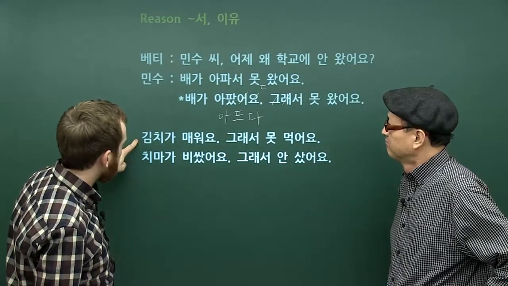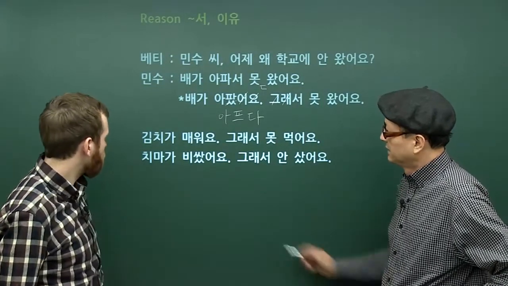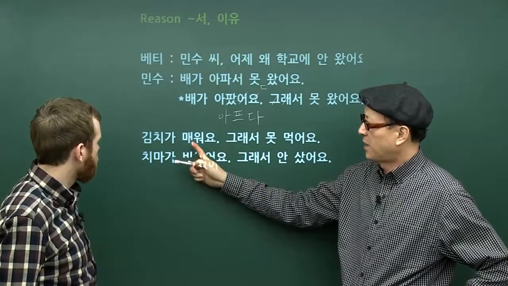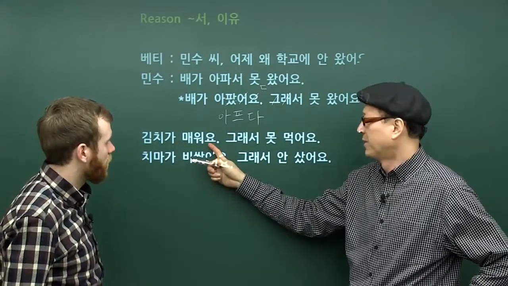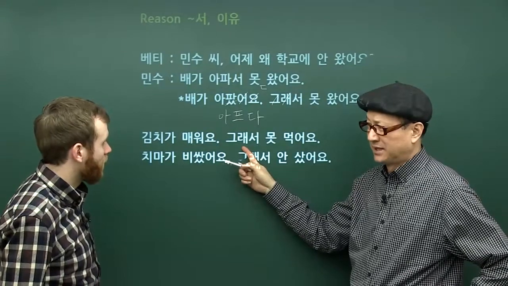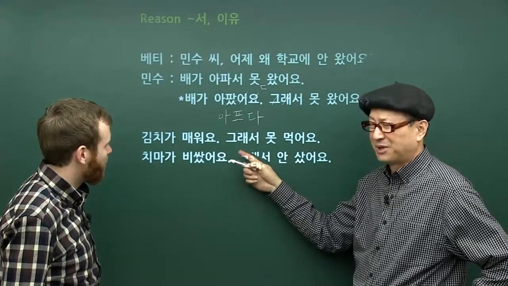So let's go down here then to look at some different examples. 김치가 매워요. 김치가 매워요. We think it's spicy, hot, especially for Western people.